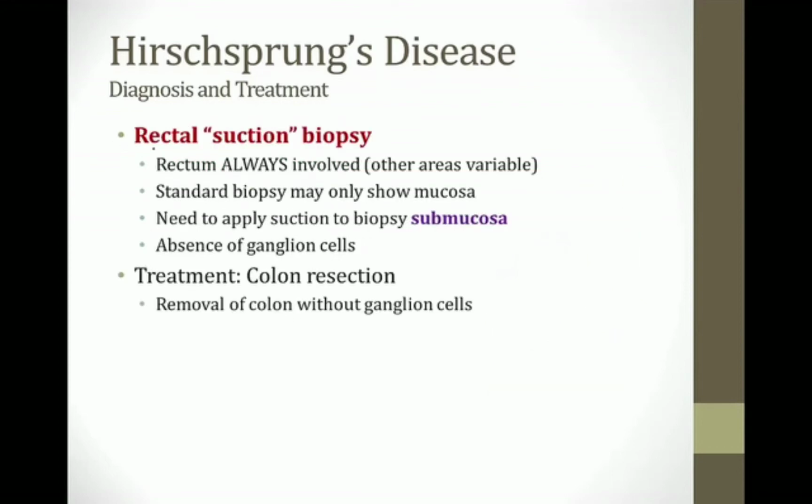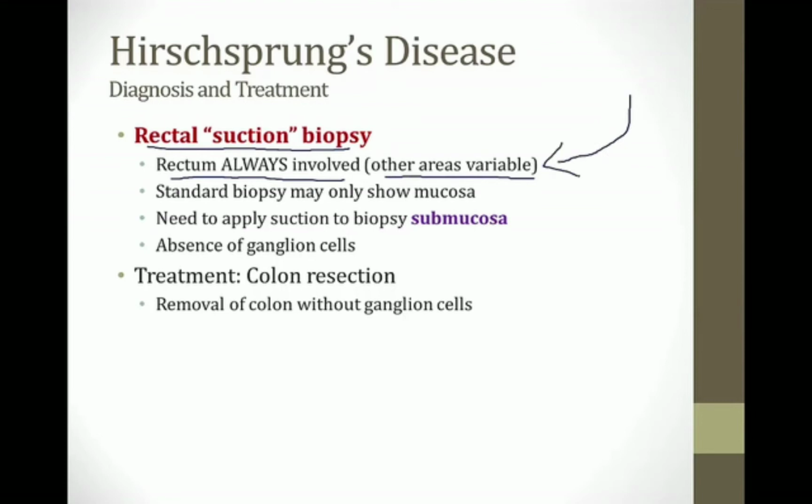The diagnosis is usually made by biopsy, and it's a special type of biopsy called a rectal suction biopsy. The reason this is done to make the diagnosis of Hirschsprung's is because the rectum is always involved. Other portions of the colon are variable. It's very high yield to remember that the rectum is always involved in Hirschsprung's disease.